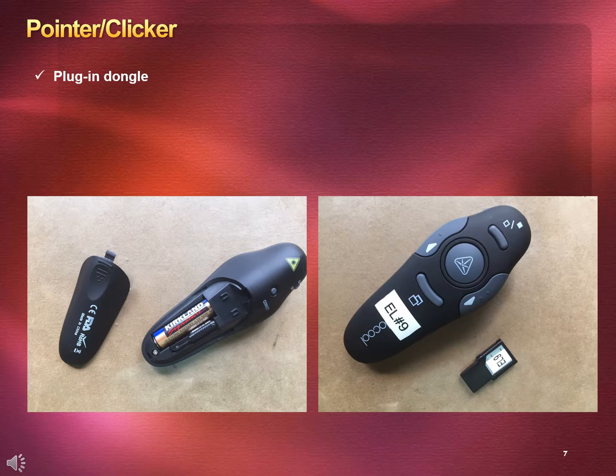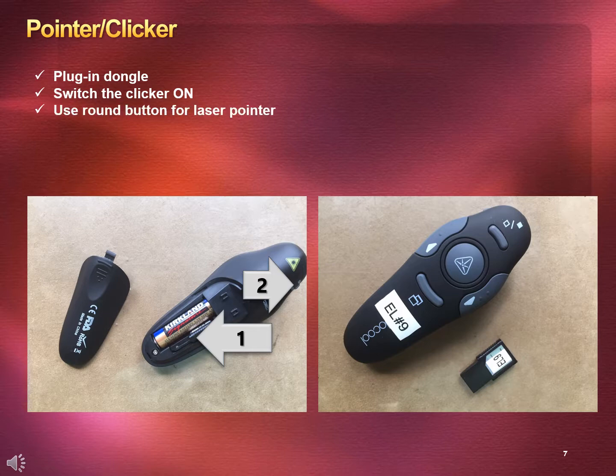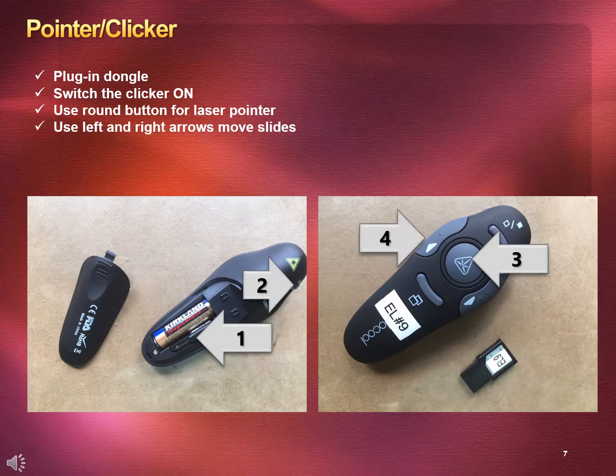Step 5 of classroom setup is to set up the pointer clicker for laser pointer and PowerPoint control. Open the back of the Encore Learning pointer clicker and remove the dongle, arrow 1, and plug it into the USB port in the equipment rack below the table. Be patient, it may take time for the computer to load. Switch the clicker's on-off button to on, arrow 2. Control for the laser pointer is the large button, arrow 3, and controls for moving slides in a PowerPoint slideshow backward and forward are the left and right arrow buttons respectively, arrow 4.